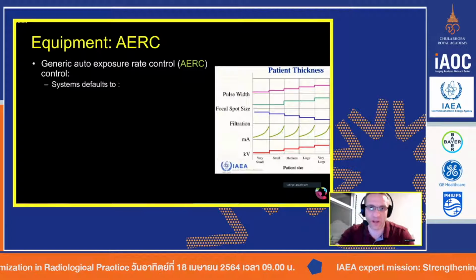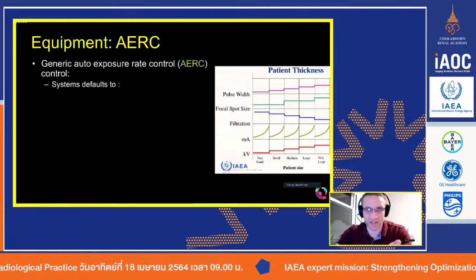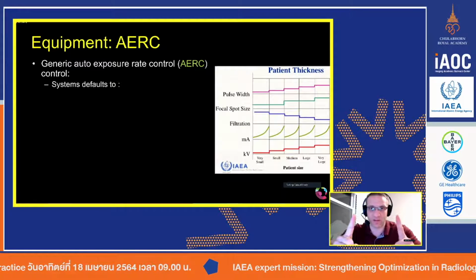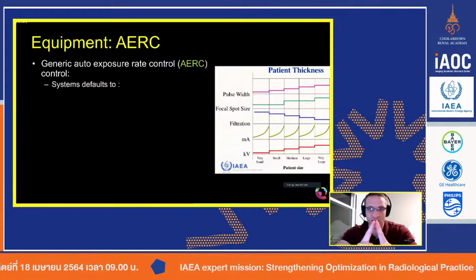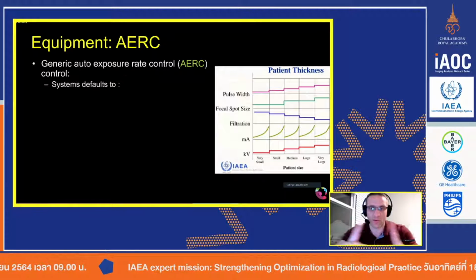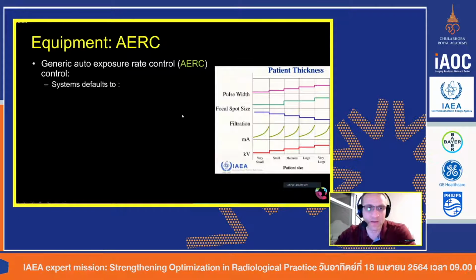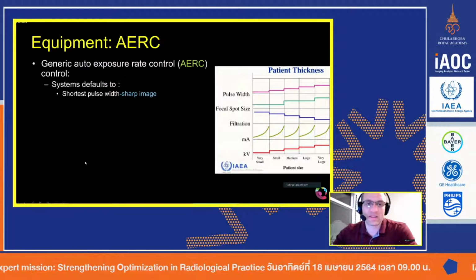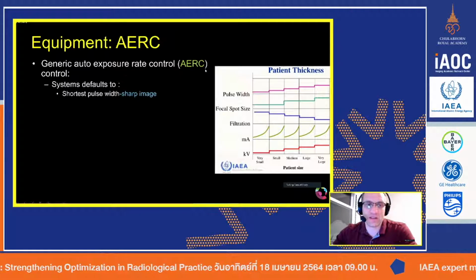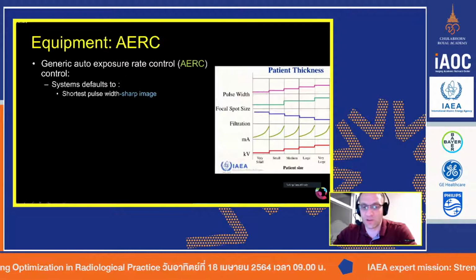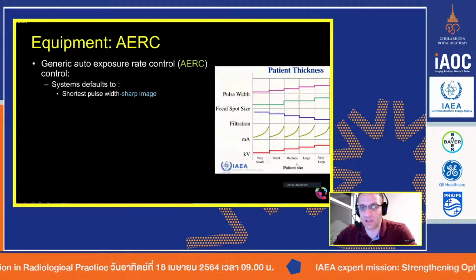Up to this point, I've given you the example of 8 milliseconds. So we've condensed our 33 milliseconds down to 8. In reality, what we want to do is there are different types of pulse widths that we can control. The way the system works with the AERC is it's always going to default. So it's got the small to large patient continuum.